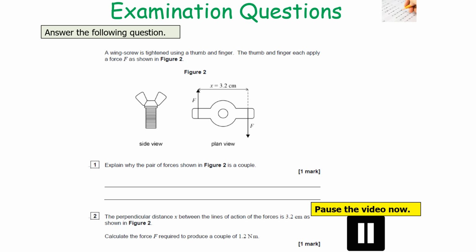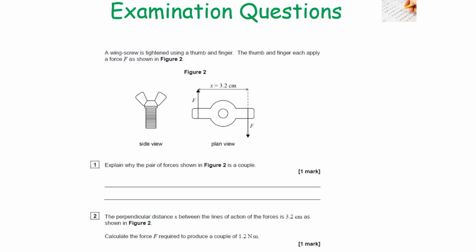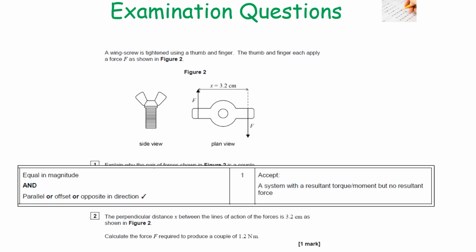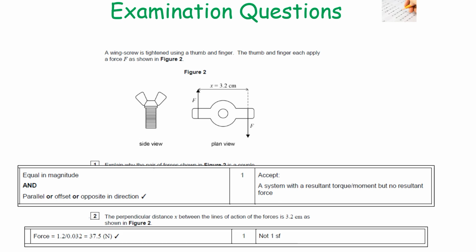So pause the video now, then unpause the video when you want to go through your answer. Right, so why is this a couple? Well, we've talked about this before. A couple is when you've got two forces equal in magnitude, in the same plane, but in opposite directions.